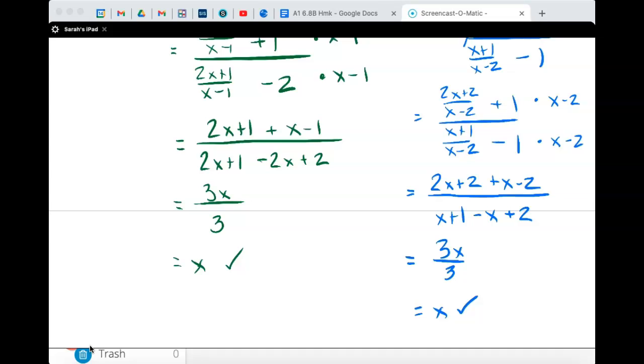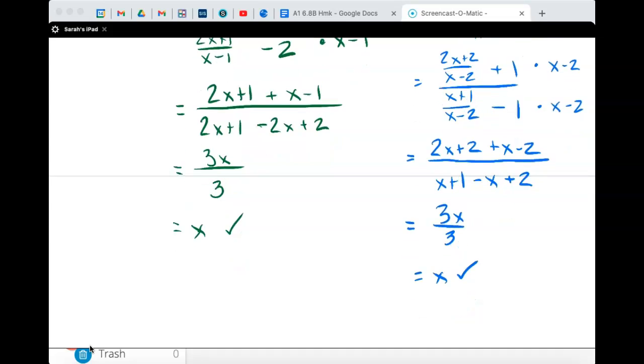Okay, so my initial assumption was wrong. Since they both simplified down to x, these are inverses.